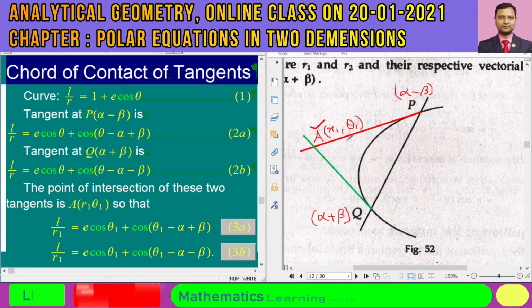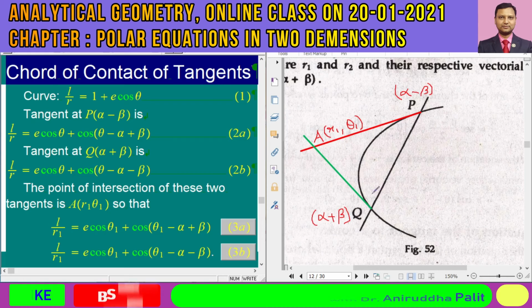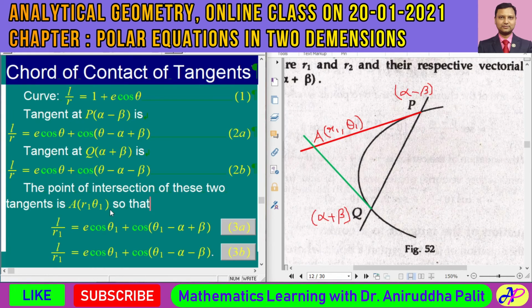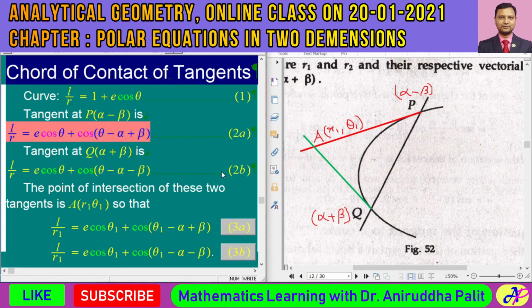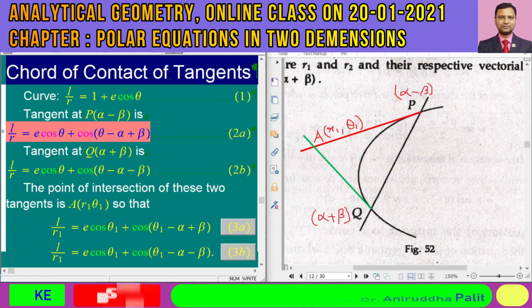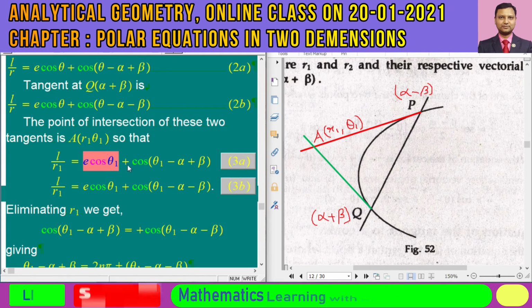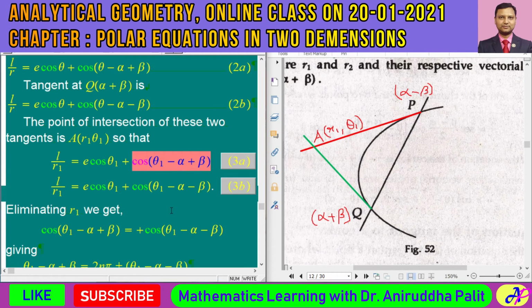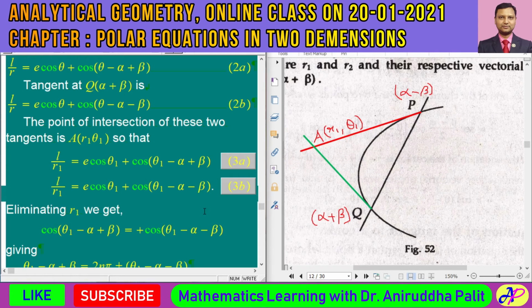Then the point capital A lies on both of these two tangents, the tangents at the point capital P and at the point capital Q. So this point capital A must satisfy these two equations of the tangents at the point P and Q. Therefore, after putting R is equal to R1 and theta is equal to theta 1 in these two equations, we get that L by R1 is equal to E cos theta 1 plus cos of theta 1 minus alpha plus beta. Similarly, L by R1 is equal to E cos theta 1 plus cos of theta 1 minus alpha minus beta. We get these two equations.